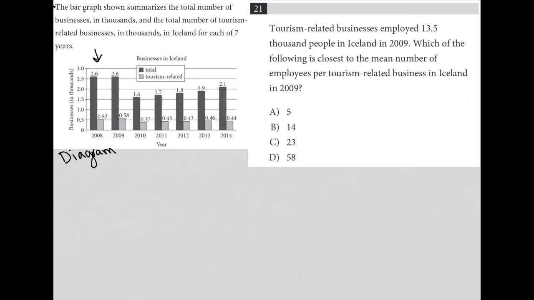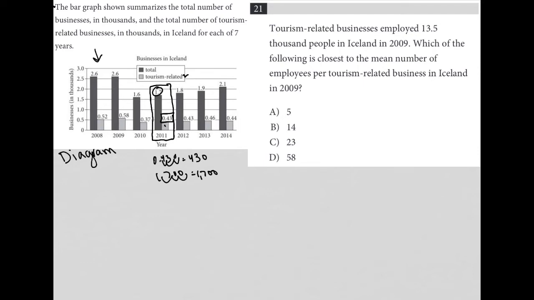So I'd like to do something that I call the pinpoint method, where let's say I focus in on the year 2011 here and just make sure I can actually read the graph. So based upon my understanding, this 0.43 here for the gray bar represents the tourism-related businesses. Because it's in thousands, then I should be multiplying that 0.43 by 1,000, which tells me that there are 430 tourism-related businesses in Iceland in 2011. And then the 1.7 here represents the total number of businesses in Iceland in 2011. And that would be 1.7 times 1,000, which is 1,700 businesses.